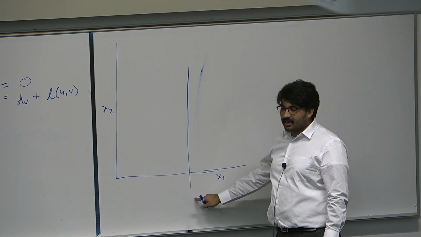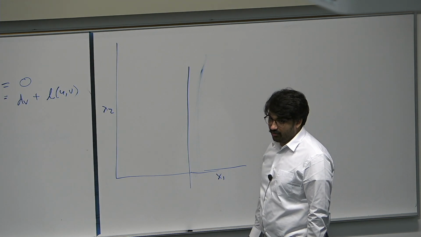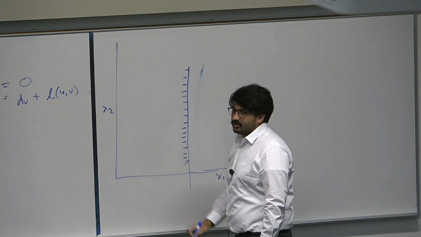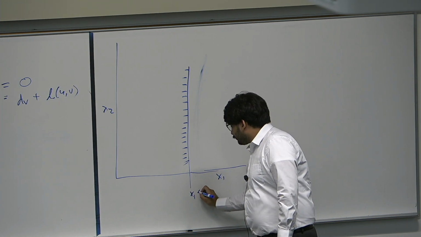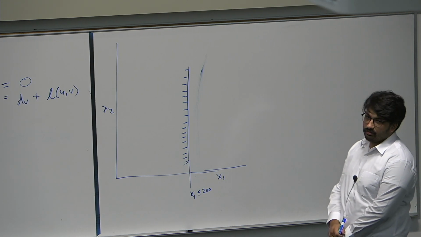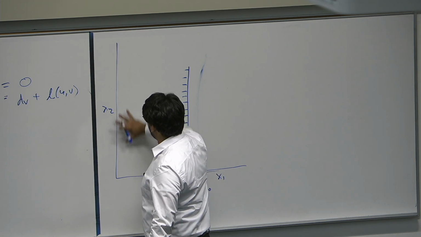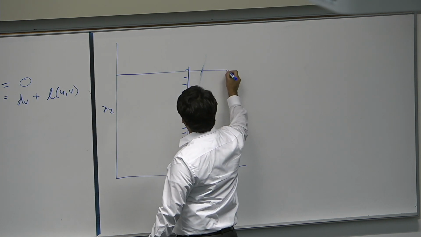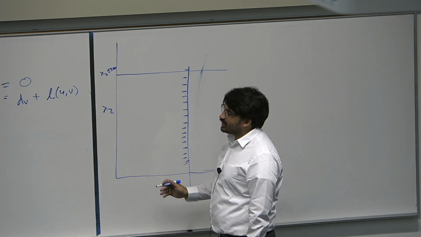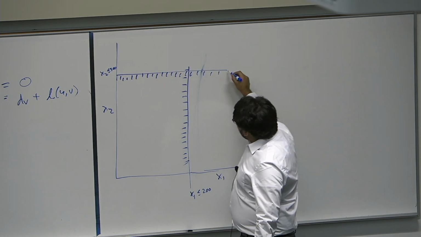Now, this is when x1 is equal to 200. So if x1 is less than or equal to 200, anything over there satisfies it. Okay? What about x2 is less than or equal to 300? And because it's an inequality, it's whatever is below this line, right?